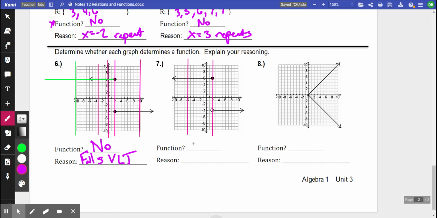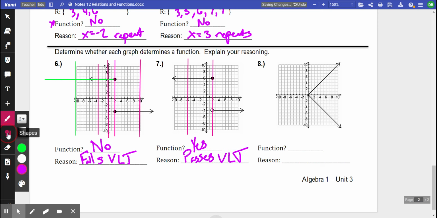So this is kind of tricky, and I wanted to address it because you'll have it on your homework where you'll have an open circle and a closed circle. An open circle is not actually included in the graph, but a closed circle is. So while it looks like it's going to fail the vertical line test, this point really isn't there. This one's the only one that's there, so that means it only touches once, which means it passes the vertical line test. So yes, it's a function. Why is it a function? Because it passes the vertical line test.